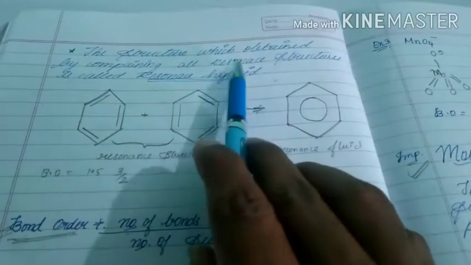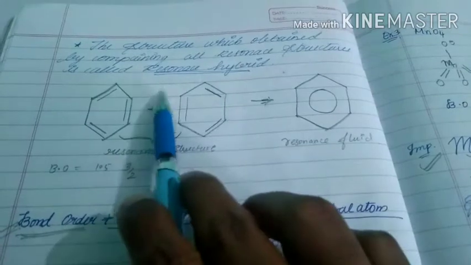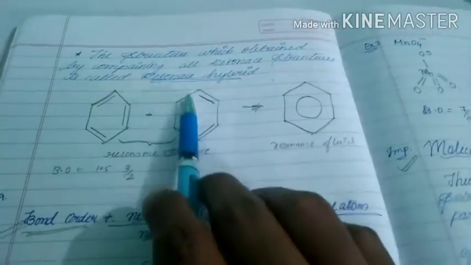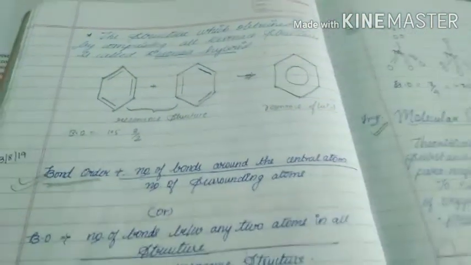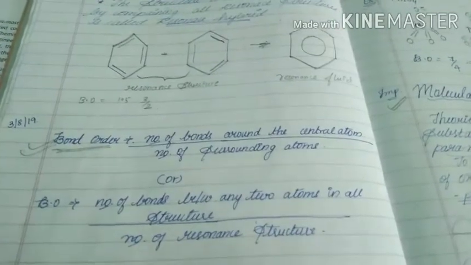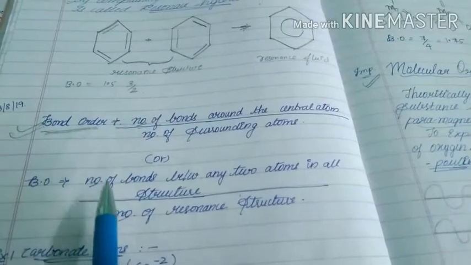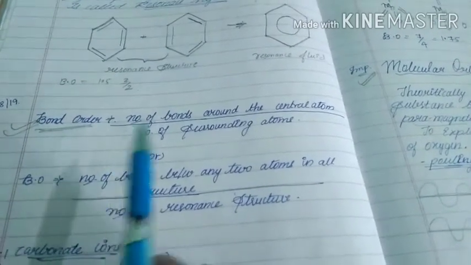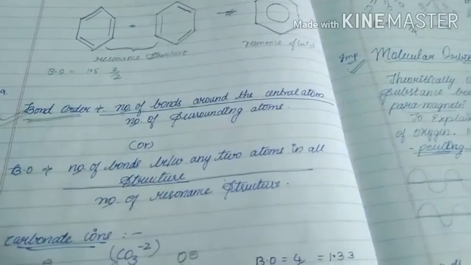The structure which is obtained by combining all resonance structures is called resonance hybrid. Next, here one more important point, that is bond order. Just now I discussed already. What is bond order? In the previous video we discussed it. Between two atoms, how many bonds are present, that number of bonds is considered as bond order.